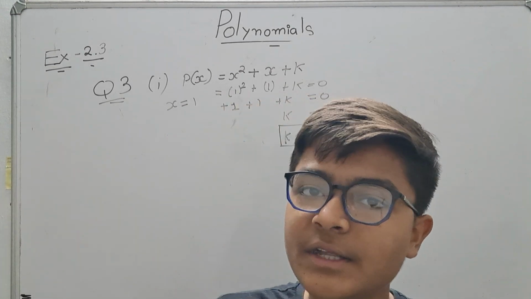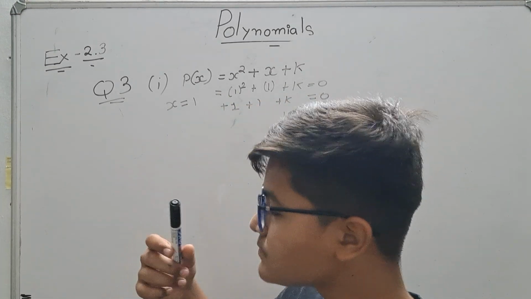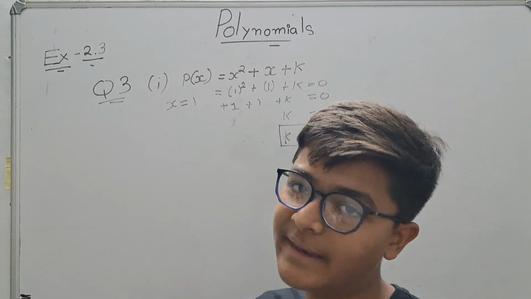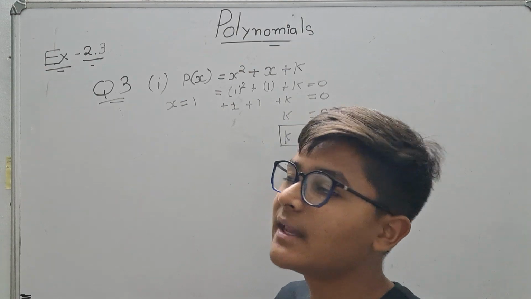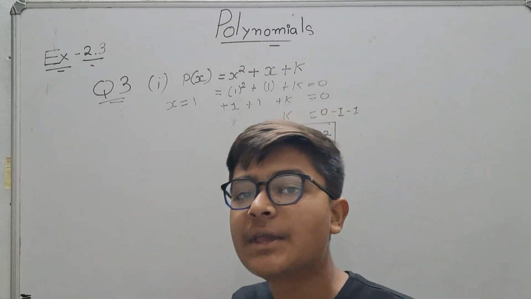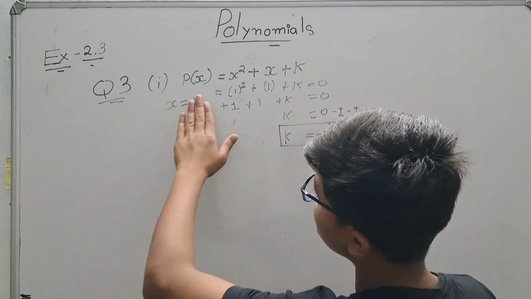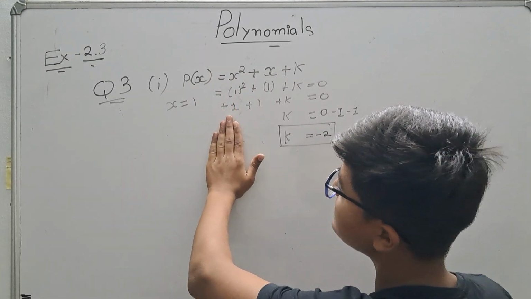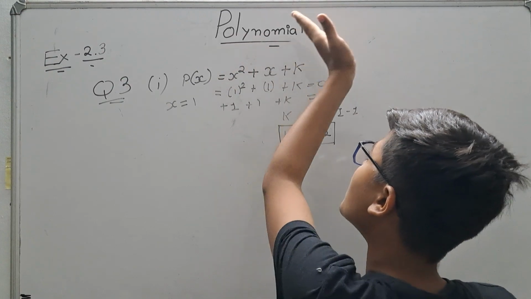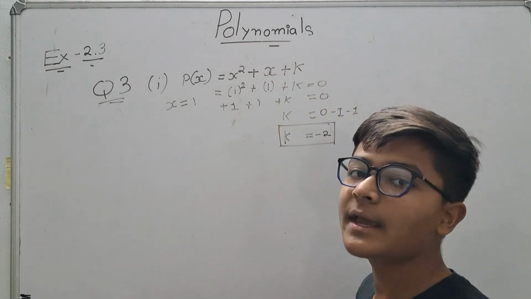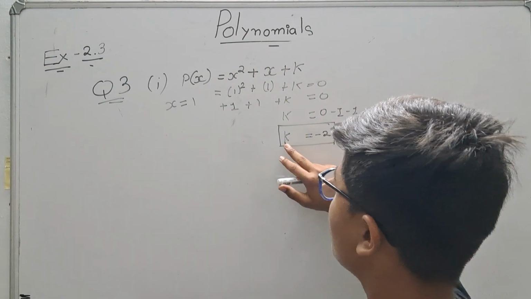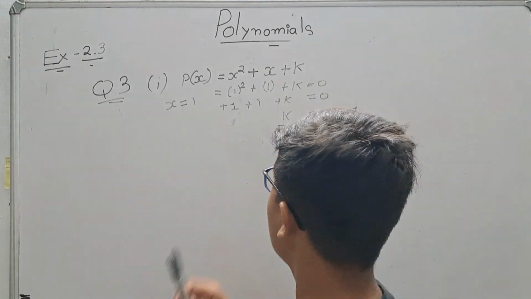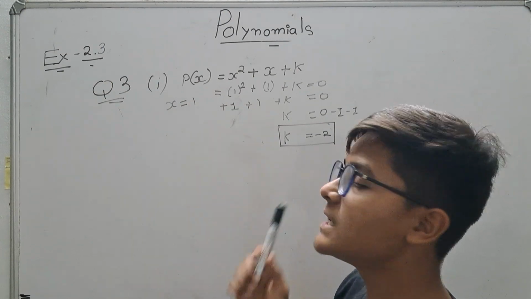They have given the factor. Just put the value in the place of x, or of y, or any variable they have given. You have to find the value of k. Just put the value of x in the place of x, take the value to the right side and keep k on the left side and solve the equation. You will get k is equal to minus 2, and the answer of the first part is k is equal to minus 2.